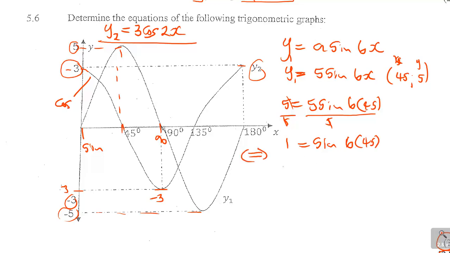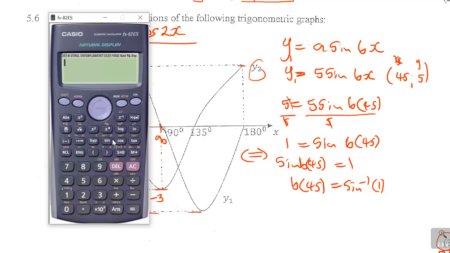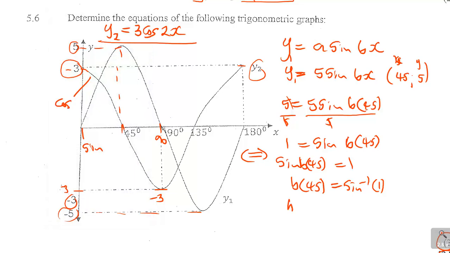Again, rearrange this such that you have sine b45 is equal to 1. So b45 is equal to shift sine inverse of 1. When you do that, shift sine 1, it gives me 90. So we have b45 is equal to 90, divided by 45, divided by 45. You can see that b is equal to 2. Also 45 into 90 gives me b is equal to 2.